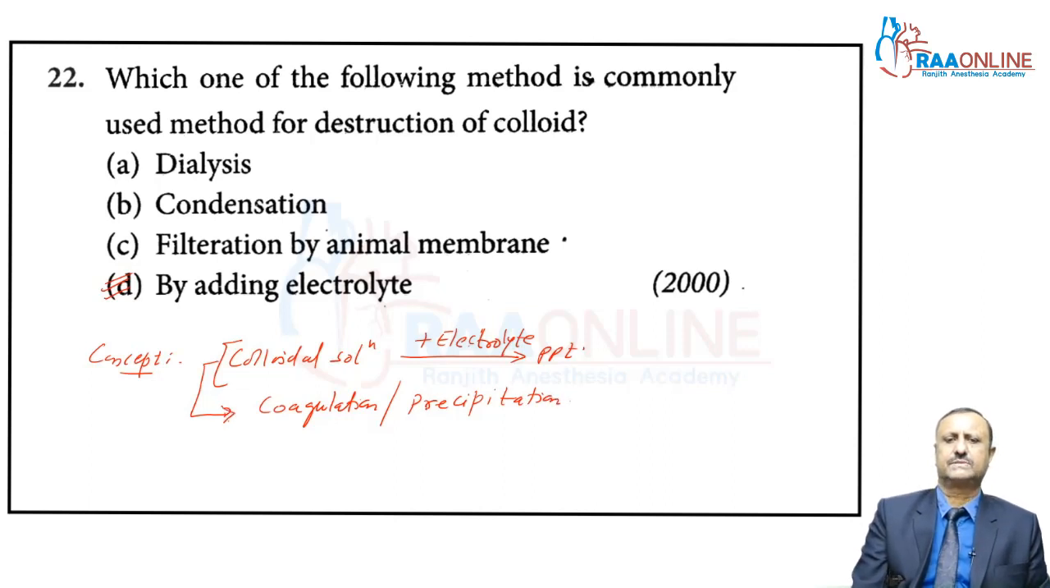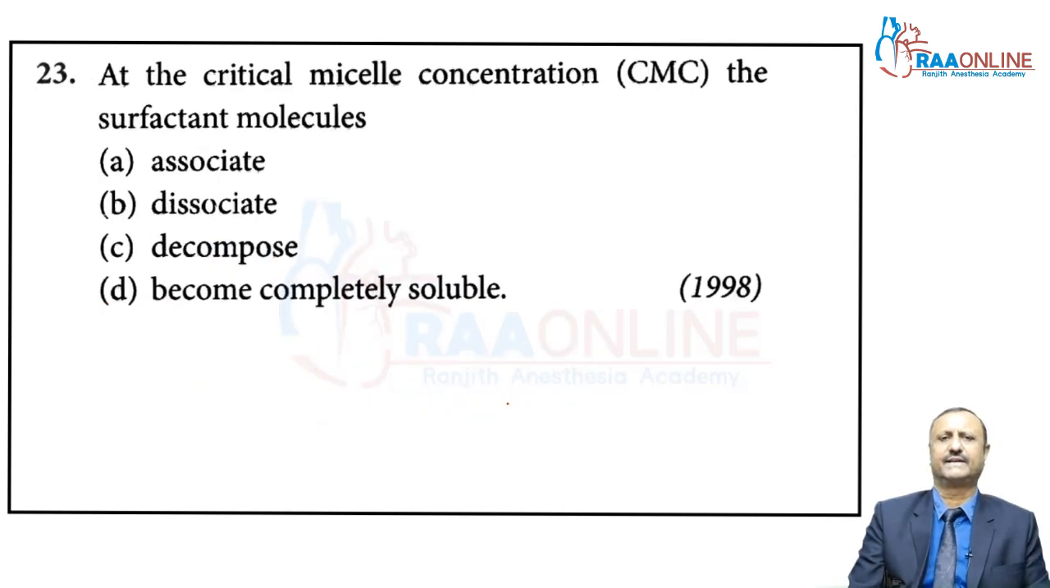So, my dear students, here coagulation is done by the addition of this electrolyte, and this colloidal sol is converted to precipitate form, meaning destruction of the colloidal solution takes place. So, you can go to answer D, and this question was also asked in 2000. Now, my dear students, we can see question number 23. This question was also asked in 1998.